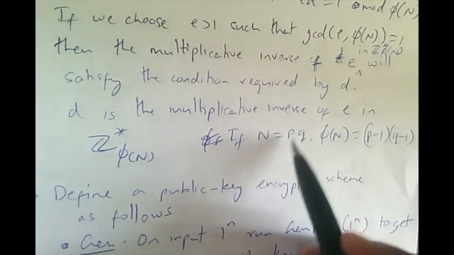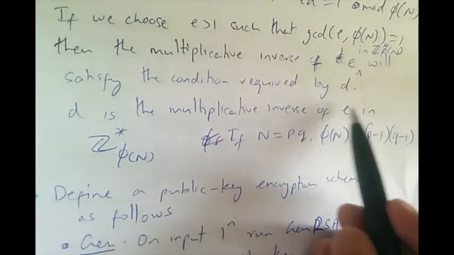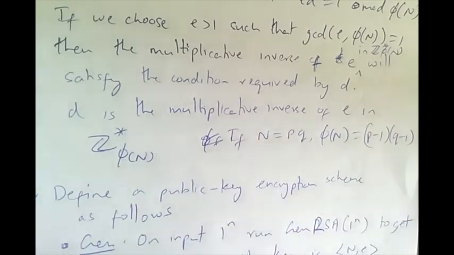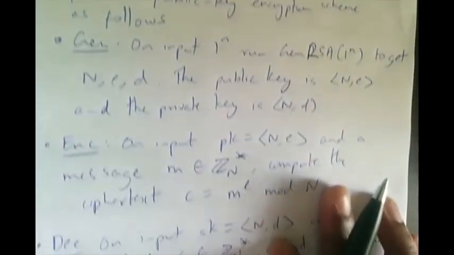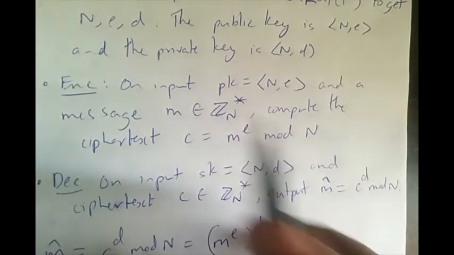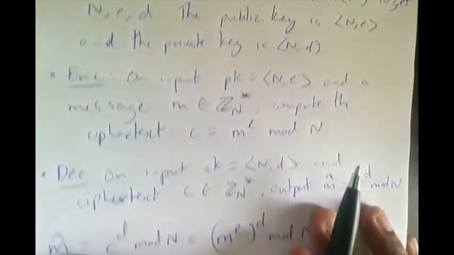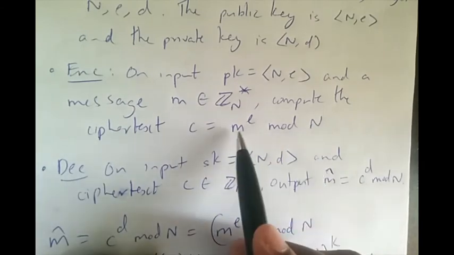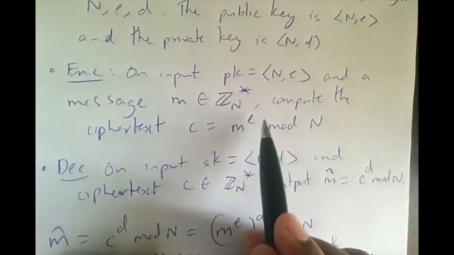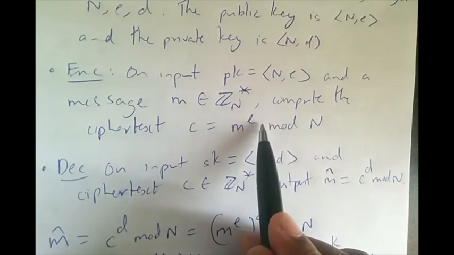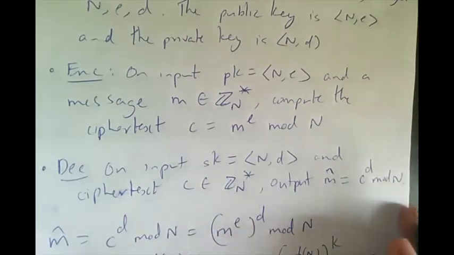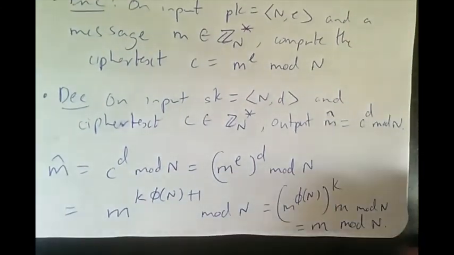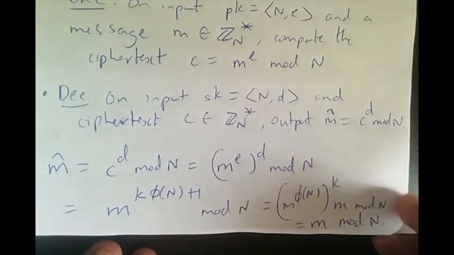Because if this was not secret, then from the encryption exponent, which is in the public key, an adversary can compute the decryption exponent. So an adversary who sees C, if he knew the factorization of n, can just compute the multiplicative inverse of E mod phi of n, and then that will be D, and he can just decrypt the message in this form.